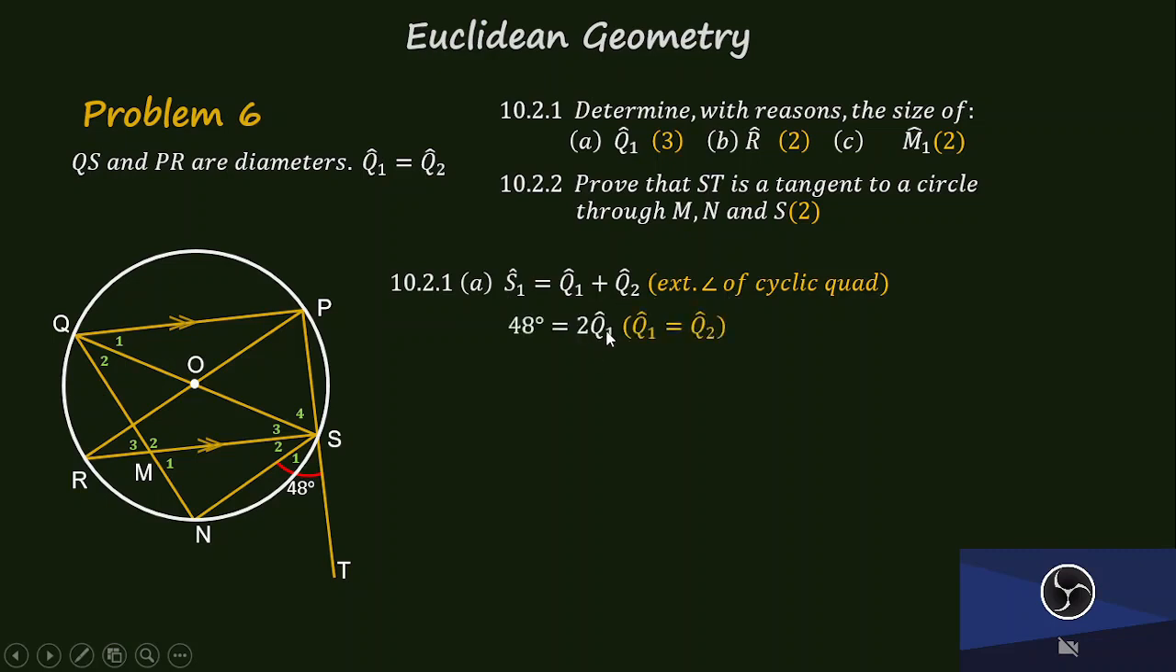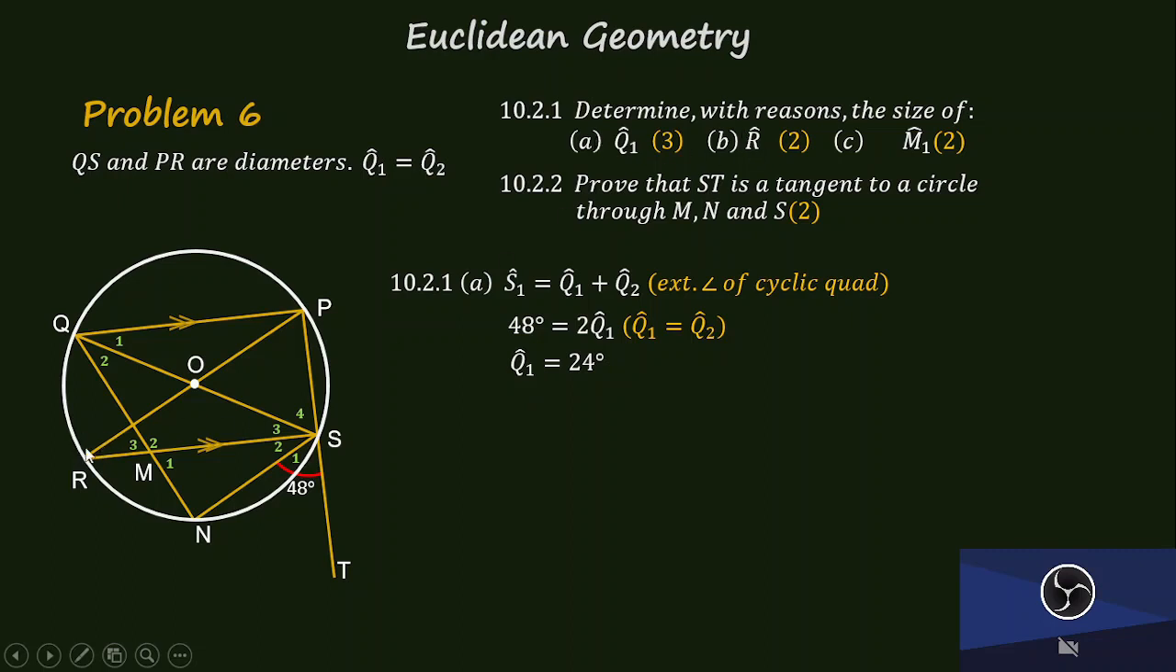We know the size of S1. S1 is 48, given here, and Q1 and Q2 are equal, right? So we can express this in terms of Q1 only. Remember, we are looking for Q1, so we can express this as 2Q1 because they are equal. If this was x and this was x, we could just write 2x. Divide that, and you get the value of Q1 as 24 degrees.